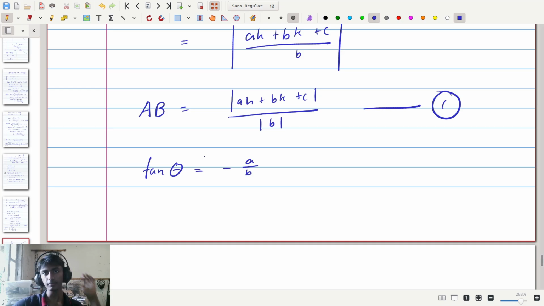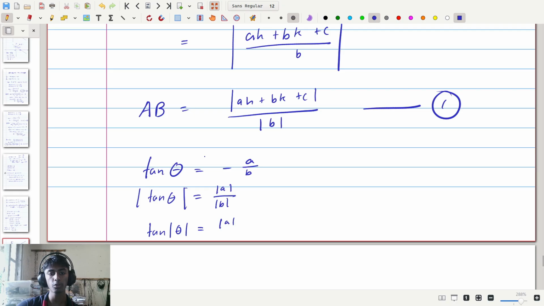If we instead consider the absolute value of the tangent of theta, it is going to be the absolute value of a divided by b, which is the absolute value of a divided by the absolute value of b. Now then, recall that the absolute value of tangent of theta is the tangent of the absolute value of theta. So the tangent of the absolute value of theta is the absolute value of a divided by the absolute value of b.